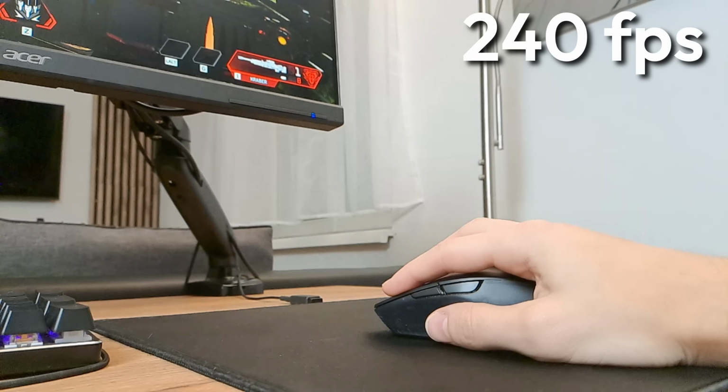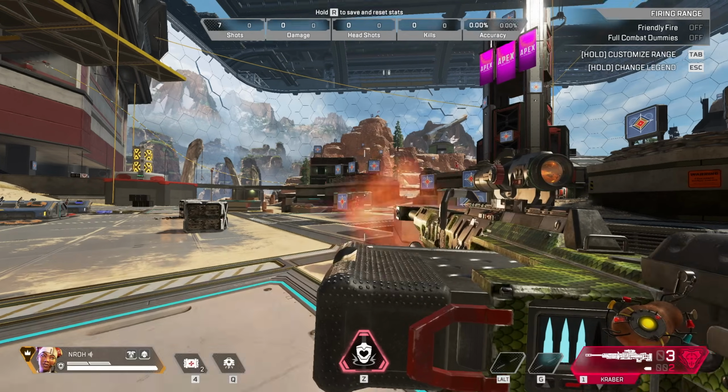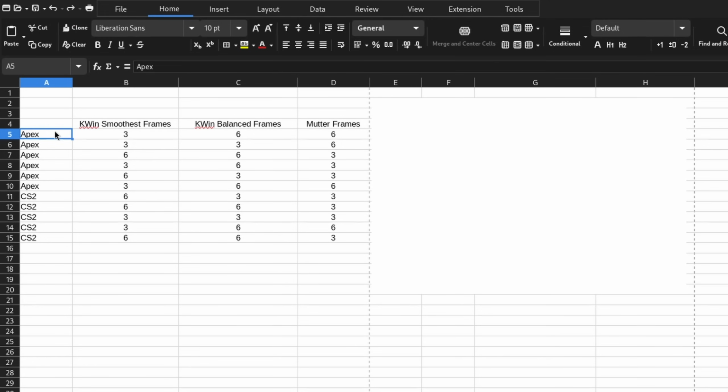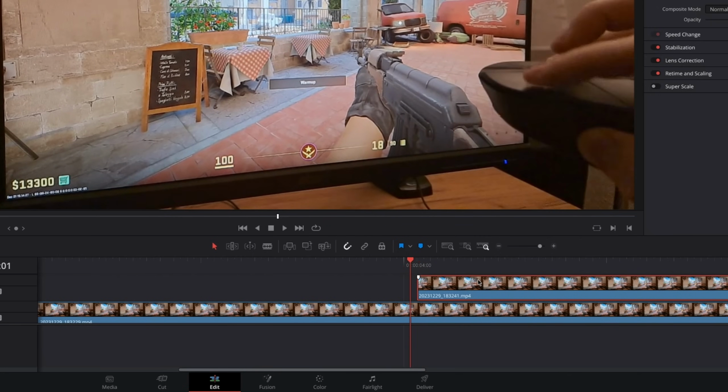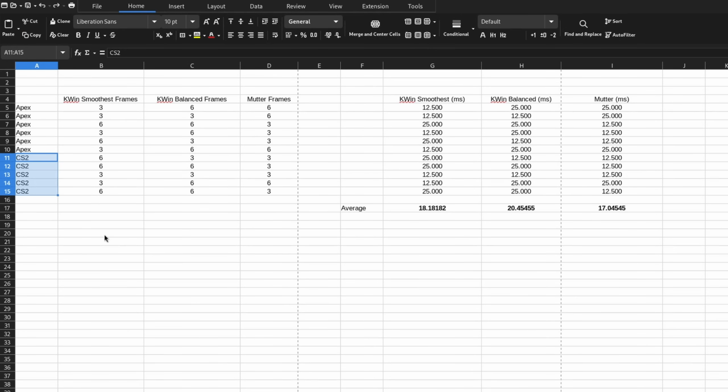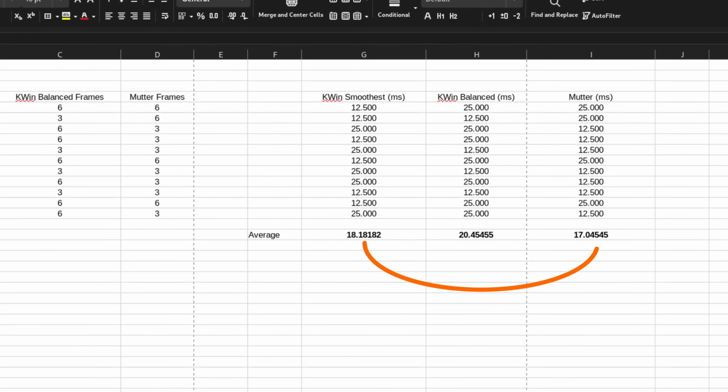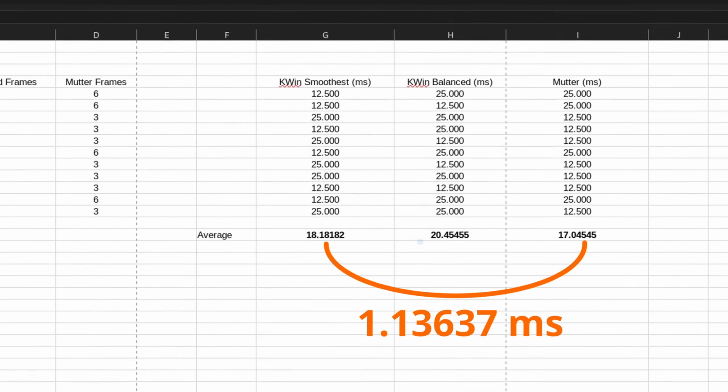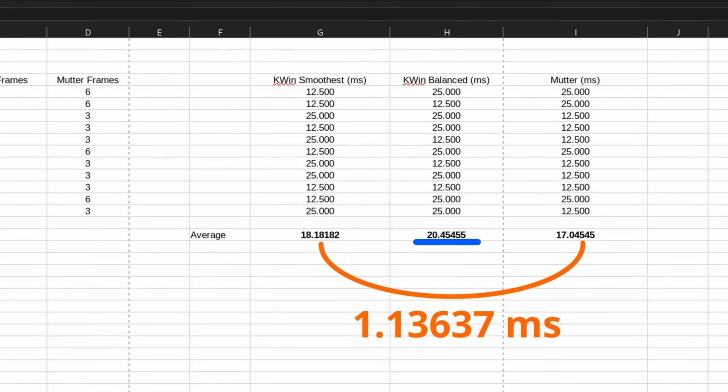From the 240 fps visual test, out of 30 bullets fired for each game, I managed to only sample 6 proper results in Apex Legends and 5 in CS2, which are again as consistent as possible. From the frames counted, I measured a latency difference of around 1.23 milliseconds between KWin and Gnome on its smoothest compositor settings, while the balanced setting seems to lag behind by 2, it seems.